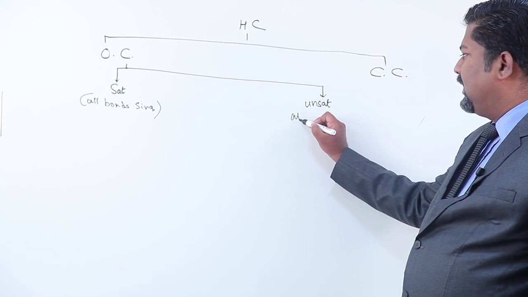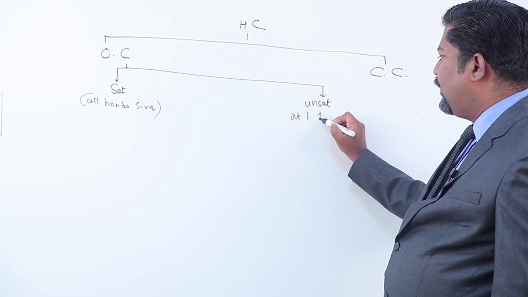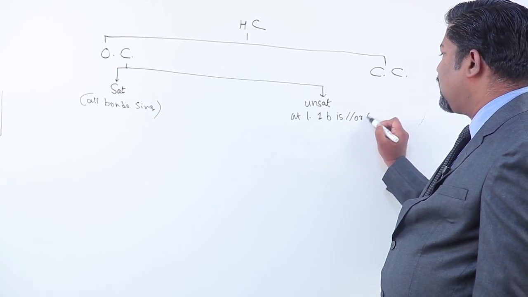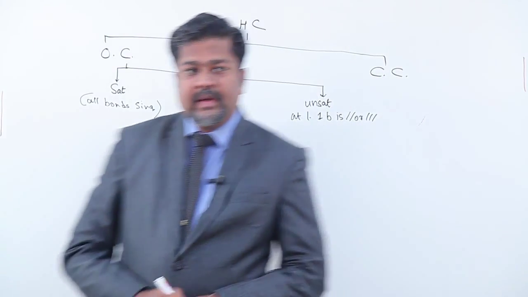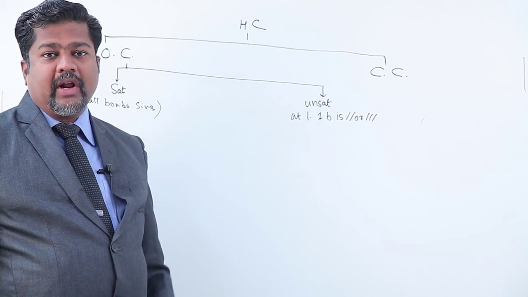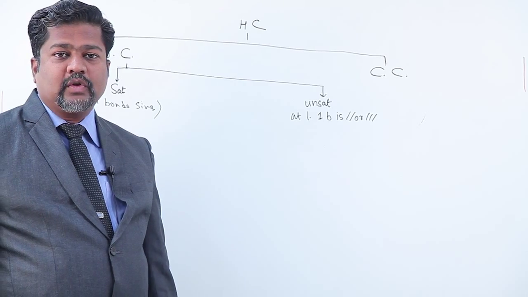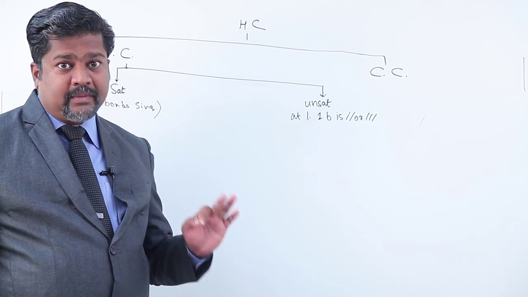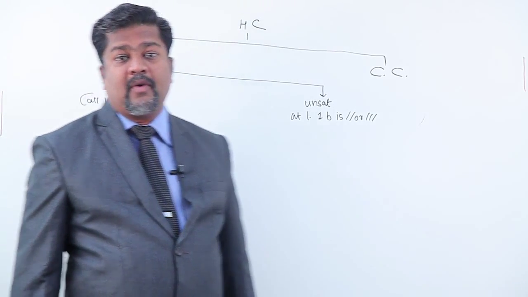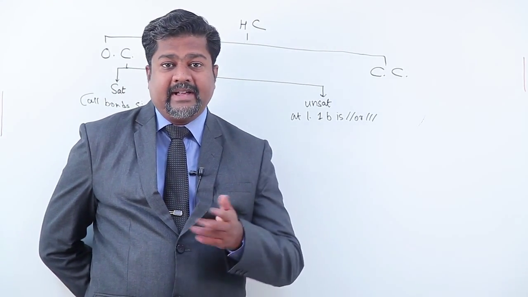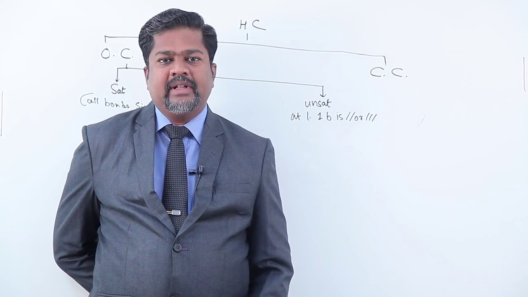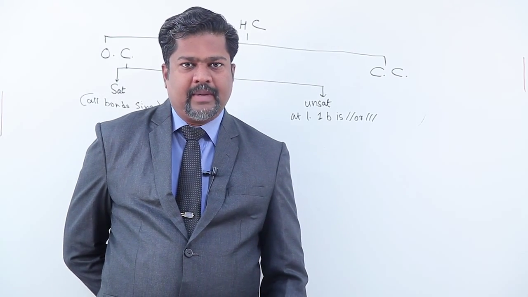Unsaturated compound: at least one bond is a double bond or triple bond. Getting the idea? So if any one double bond is present or any one triple bond is present, then also we are calling that unsaturated. At least means what? Minimum. It may be possible that an unsaturated compound contains two double bonds, three double bonds, one triple bond, like that, anything. But if a minimum of one double bond or triple bond is present, we are calling that compound an unsaturated compound.